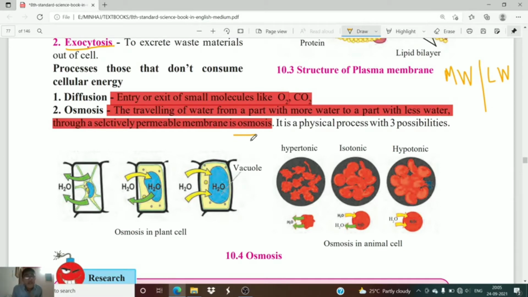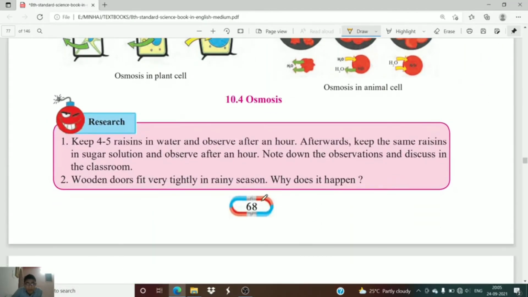Now, there are three physical processes or possibilities of this process. So this process can be achieved in three ways. We can see here the osmosis in plant cell represented in the form of an illustration, and the osmosis in animal cell is also represented here.